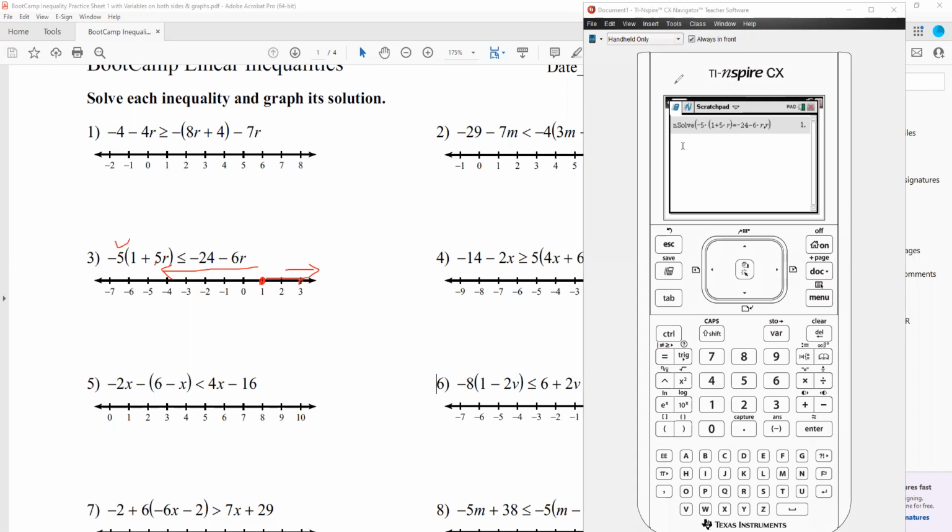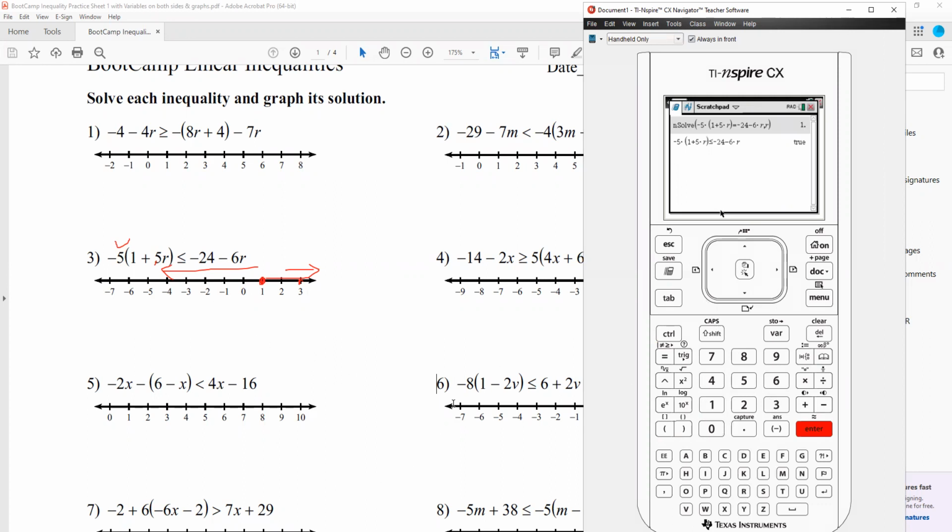So let me stop this annotation. And then I'm just going to key in the inequality. 5 parentheses 1 plus 5r is less than or equal to -24 minus 6r. And then I press enter. And I get a true.